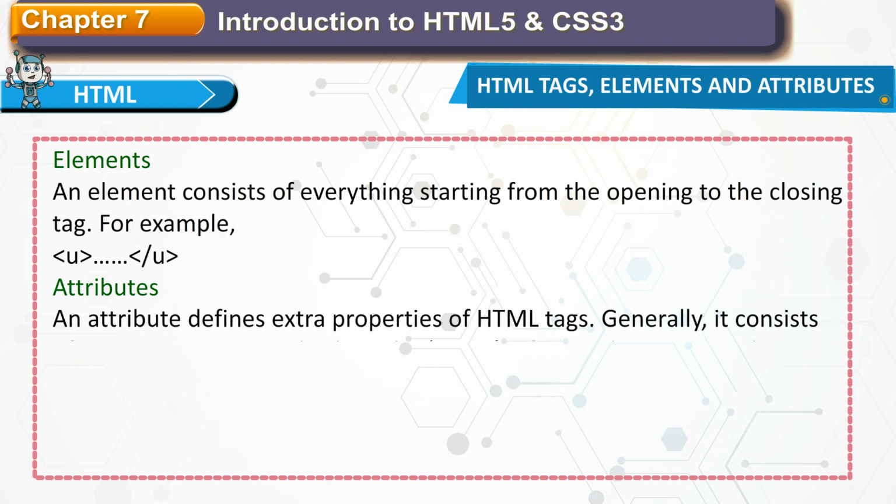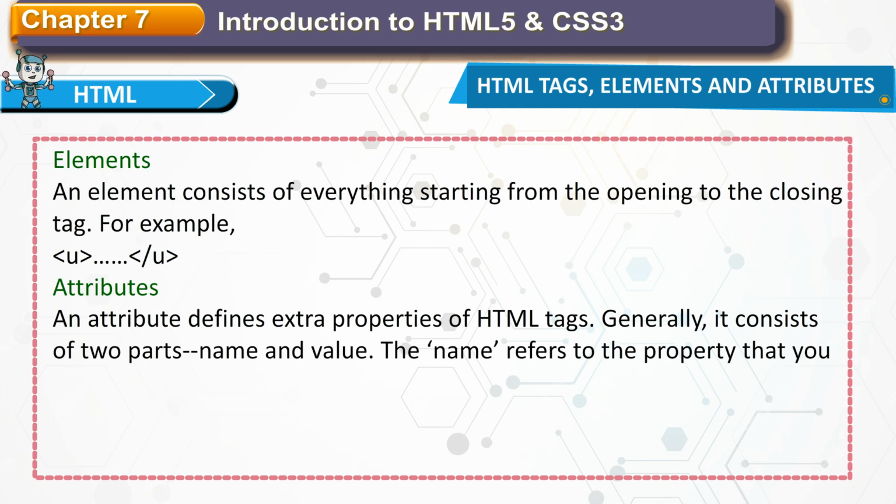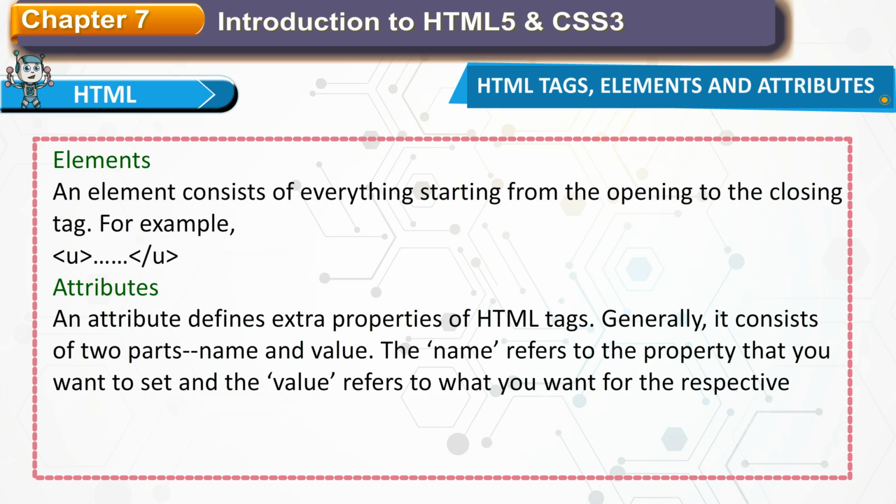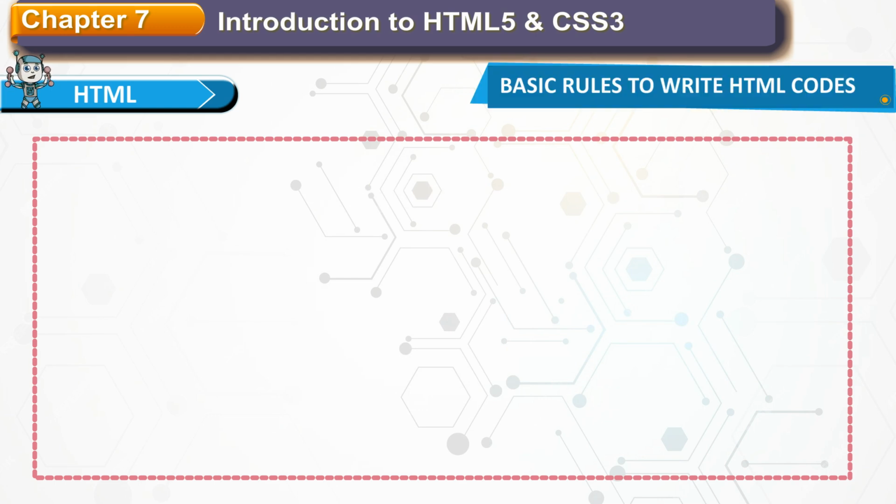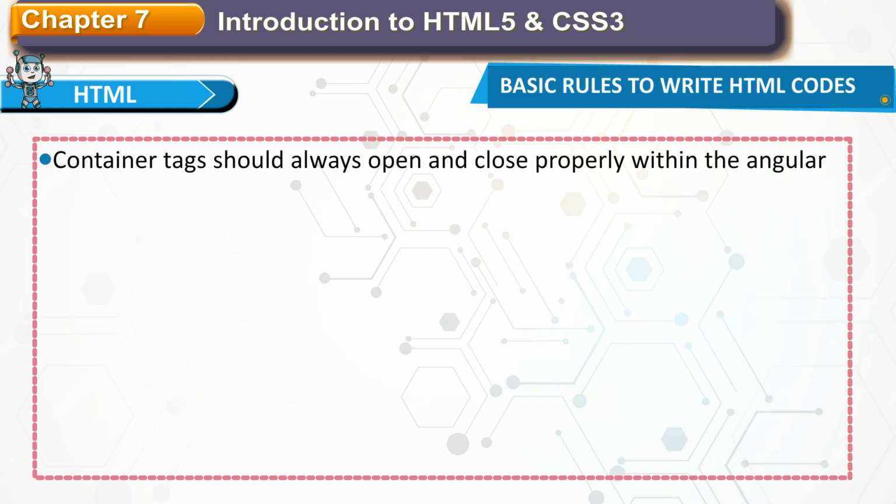Attributes. An attribute defines extra properties of HTML tags. Generally, it consists of two parts: name and value. The name refers to the property that you want to set, and the value refers to what you want for the respective name. Basic rules to write HTML codes.